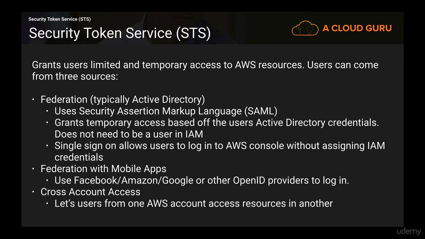We then also have federation with mobile apps, so users can use their Facebook, Amazon, Google, or other OpenID providers to log in or to basically work with the AWS resources. And then STS is also used for cross-account access, so it lets users from one AWS account access resources in another.